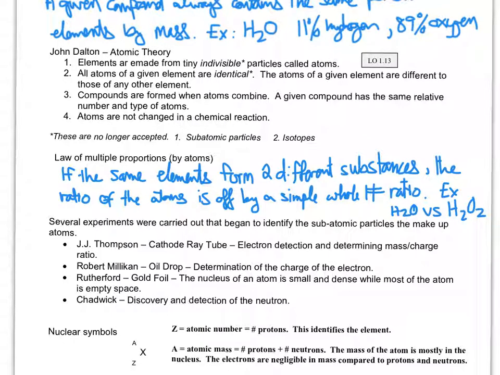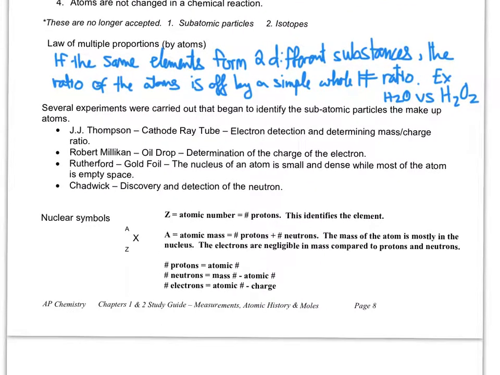No memorization on the AP exam. A little bit about the history of the atom itself and how we knew what's inside of the atom. So J.J. Thomson came up with the cathode ray tube and discovered the electrons there, and he determined the mass-to-charge ratio of electrons. Then Robert Millikan did his oil drop experiment. He determined the charge of the electron.